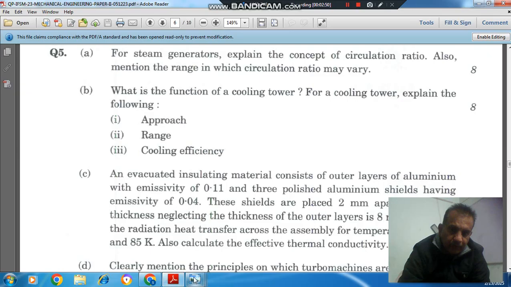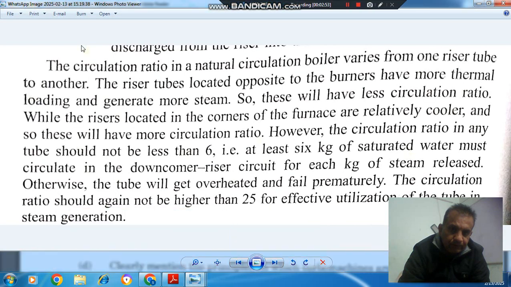So this is your circulation ratio, and the range in which it is used is given in this paragraph. The circulation ratio in a natural circulation boiler varies from one riser tube to another. The riser tubes located opposite to the burner have more thermal loading and generate more steam, so these will have less circulation ratio. While the risers located in the corner of the furnace are relatively cooler, and so these will have more circulation ratio. However, the circulation ratio in any tube should not be less than 6.